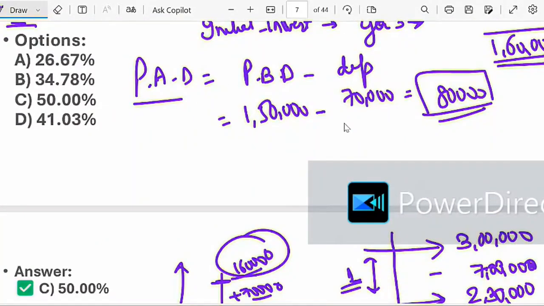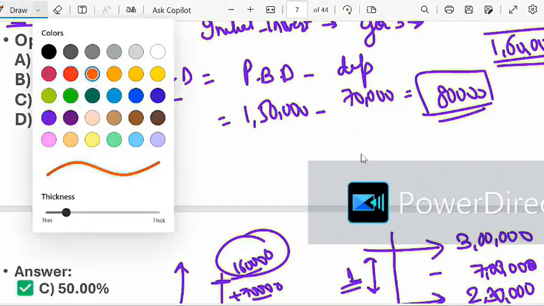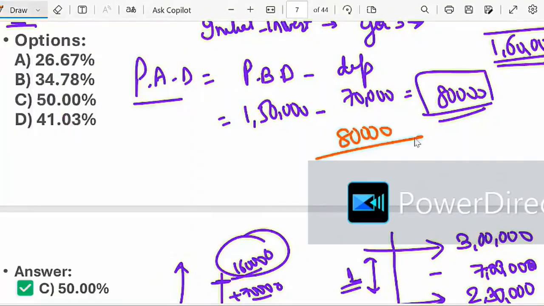Now just apply the formula. In the numerator, you will write the profit after depreciation, which is 80,000, and divide by 1,60,000. So how much is the answer? It is 50%, right? So the answer is option C.